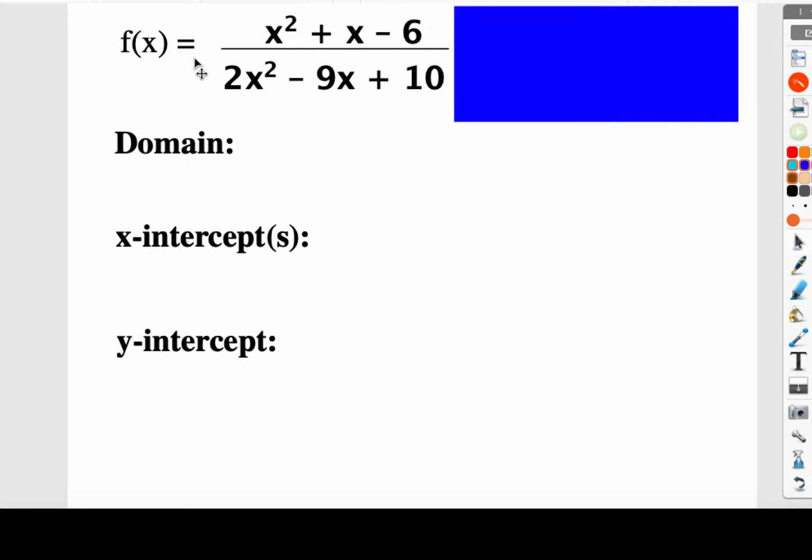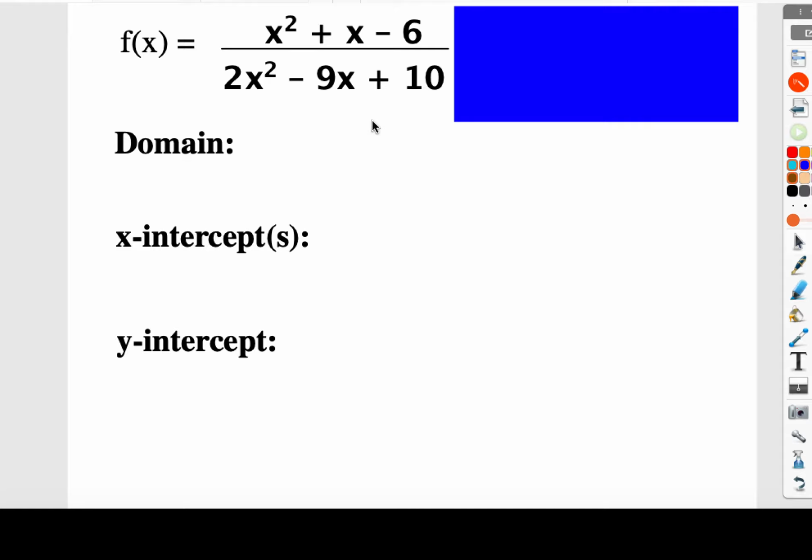The first one of which is f of x equals x squared plus x minus 6 divided by 2x squared minus 9x plus 10. Now, to find the three parts that we're going to talk about in this video, the domain, the x-intercepts, and the y-intercept, basically, the y-intercept is probably the easiest one of the bunch, but we'll save that till last. The other two basically have to do with the numerator and the denominator sort of separately. A polynomial divided by another polynomial is what we call a rational function, because it's a ratio of two polynomials.